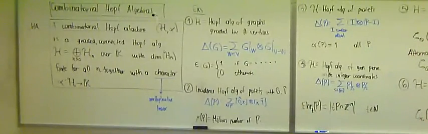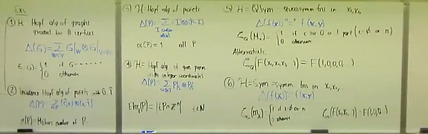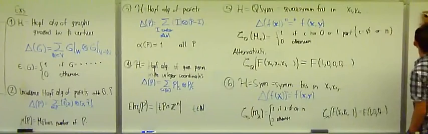So as usual, we just defined a new algebraic object, and so the next natural step would be to define the morphisms between them. So what is going to be a morphism of combinatorial Hopf algebras?